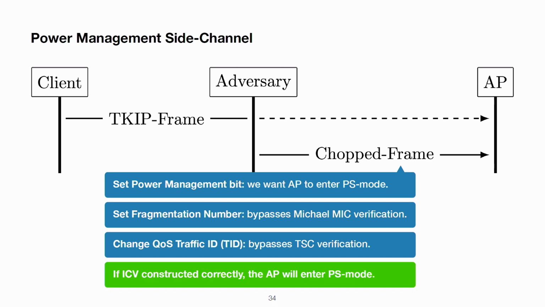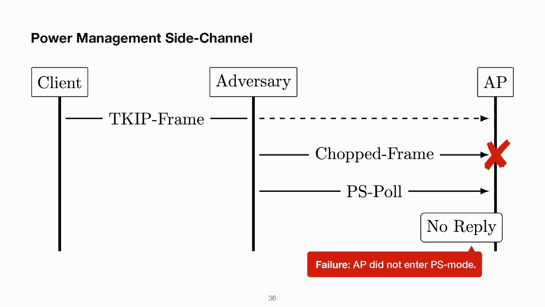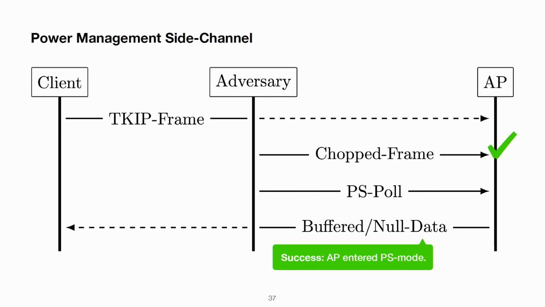So if we corrected this frame correctly, the access point will enter power save mode. And we can find out by sending this power save poll frame. If we do not receive a reply from the access point, then we know that our frame was rejected, and that is because we made the wrong ICV correction. However, if the access point replies with this buffered or null data frame, then we know that our client has entered power save mode, and that means we made the correct guess for the plaintext byte. At that point, we have successfully decrypted 1 byte, and we can keep on doing this for the entire frame.